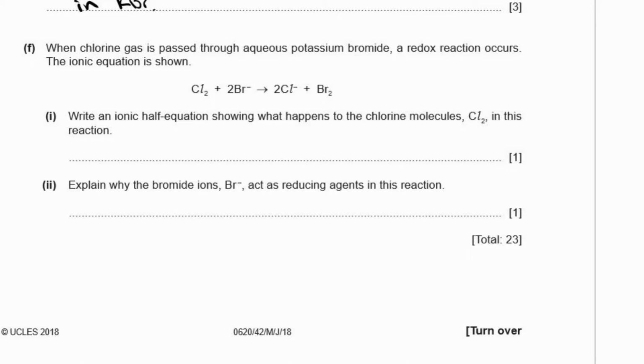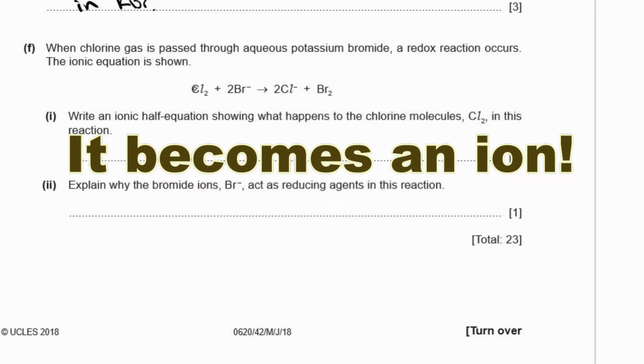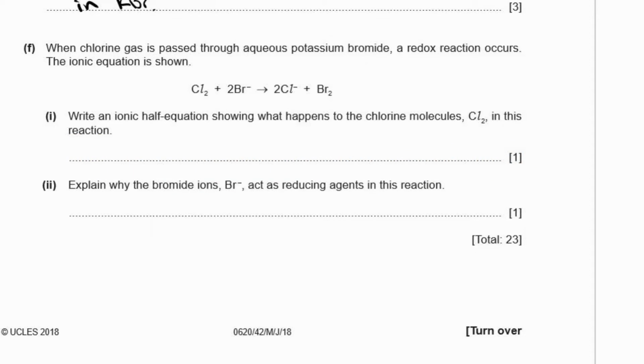F. When chlorine gas is passed through aqueous potassium bromide, a redox reaction occurs. The ionic equation is shown. Write an ionic half equation showing what happens to the chlorine molecules, Cl2, in this reaction. So the chlorine molecule is going from chlorine gas to becoming an ion. Each chlorine atom has gained an electron. So we start off with Cl2, and it has to have gained 2 electrons, 1 for each chlorine atom. And that makes 2Cl minus. You're just showing how it got to become negative.